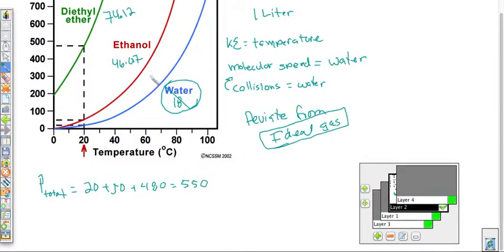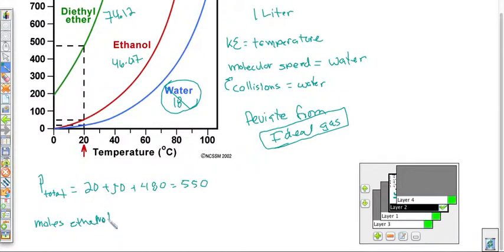So remember that in any sort of situation where you have gases, the total pressure is just the addition of all the partial pressures inside. Now, what if I was to ask you how many moles? Could you solve for the actual amount of moles from a table like this? Let's say moles of ethanol. What's the moles of ethanol?